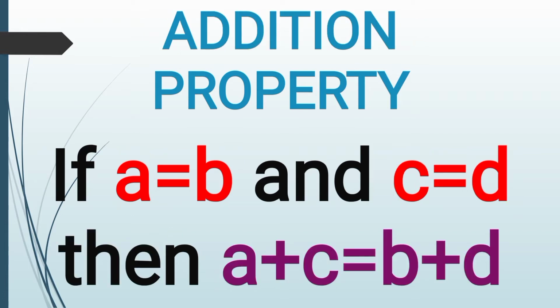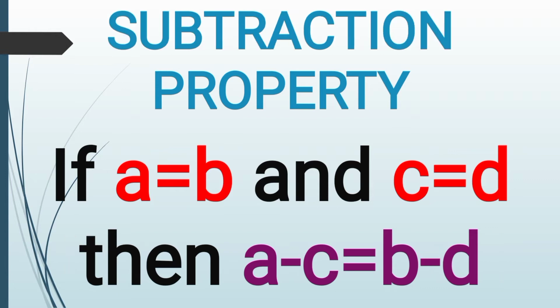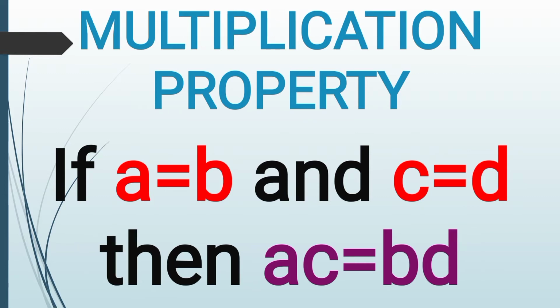Addition property of equality. If A equals B and C equals D, then A plus C equals B plus D. Subtraction property of equality. If A equals B and C equals D, then A minus C is equal to B minus D. Multiplication property of equality. If A equals B and C equals D, then AC is equal to BD.